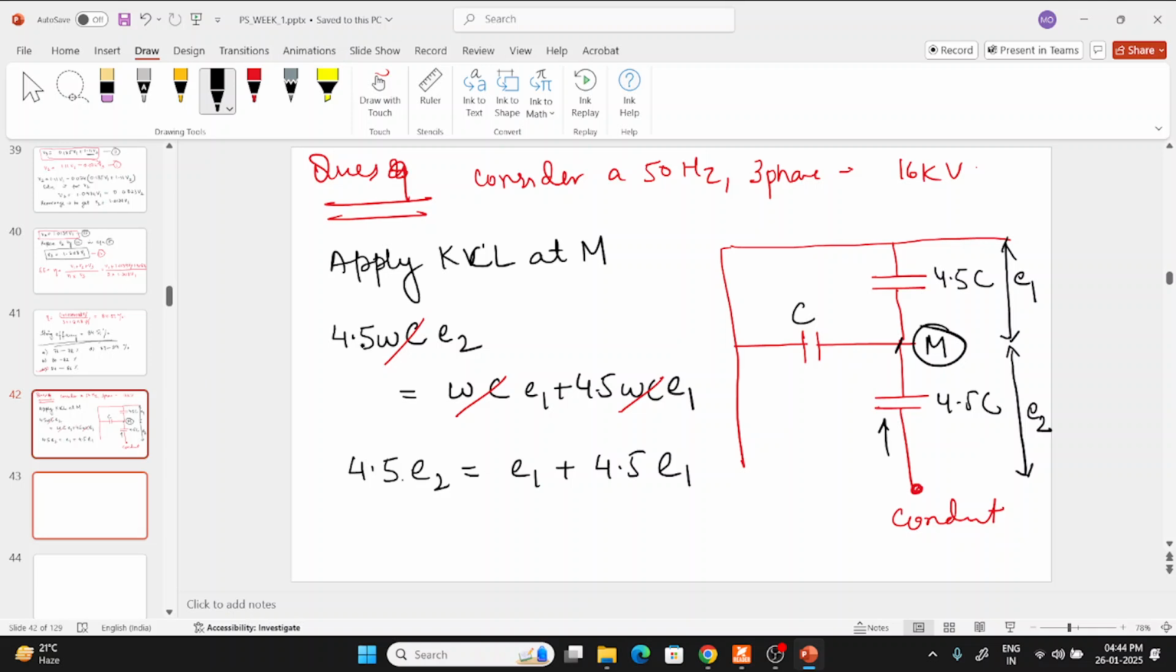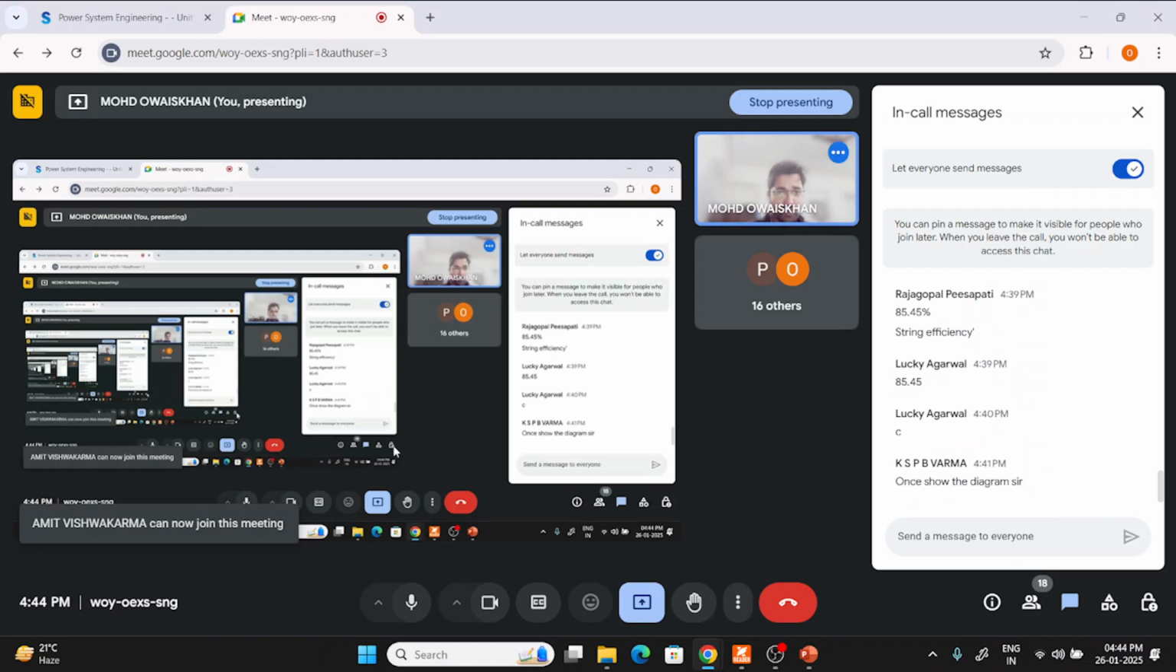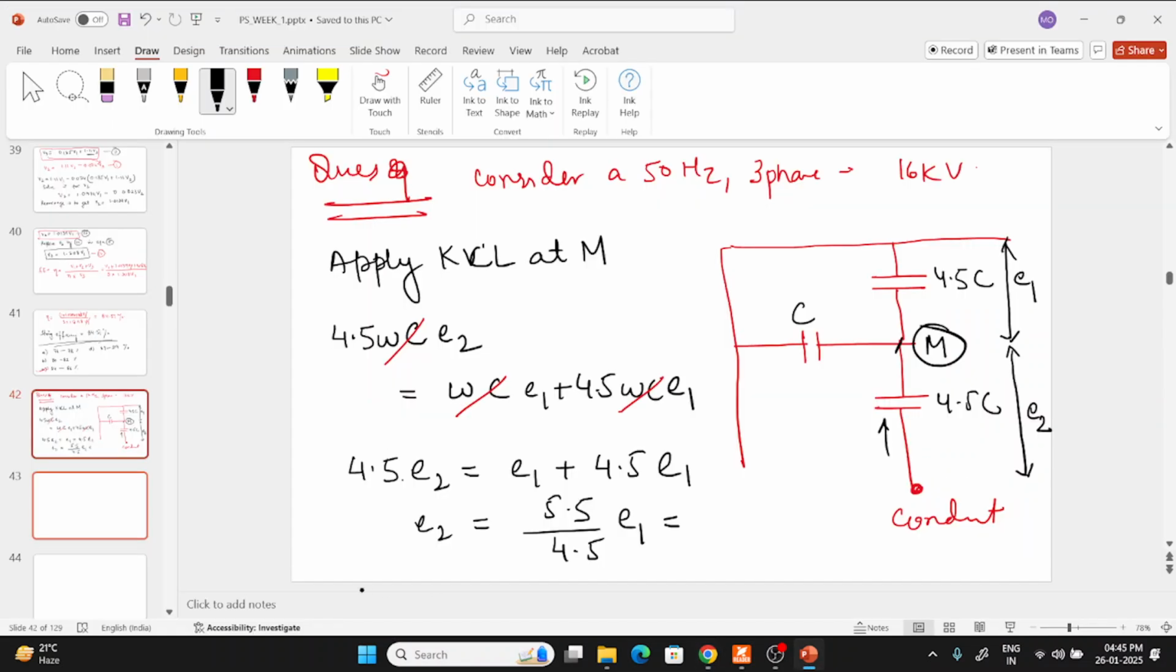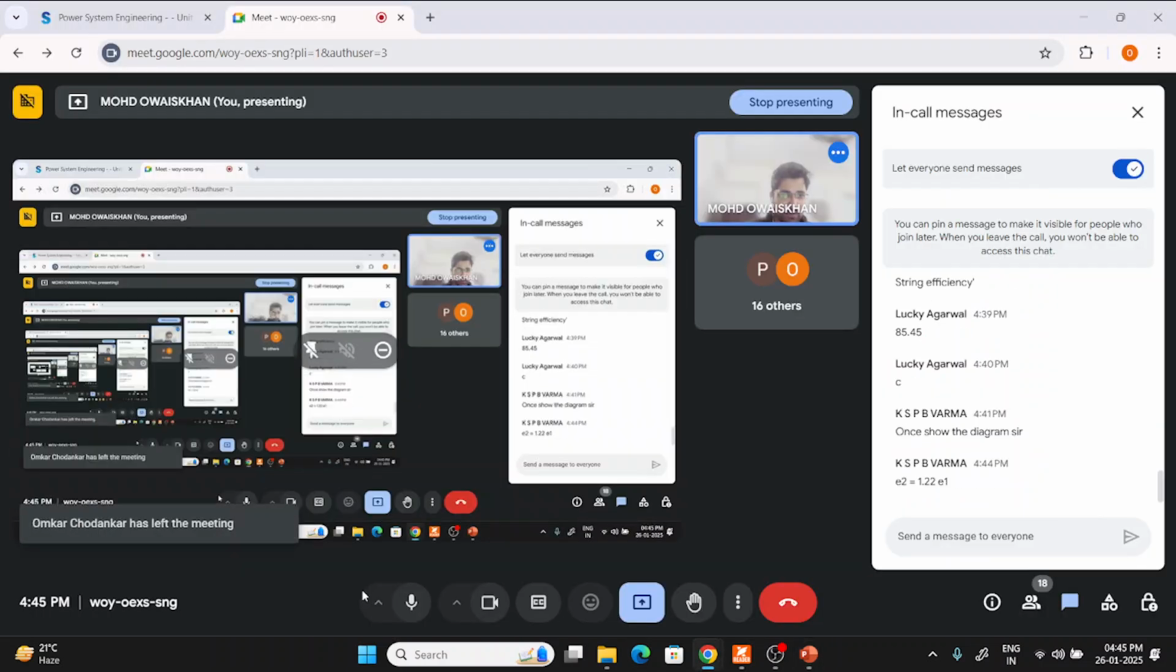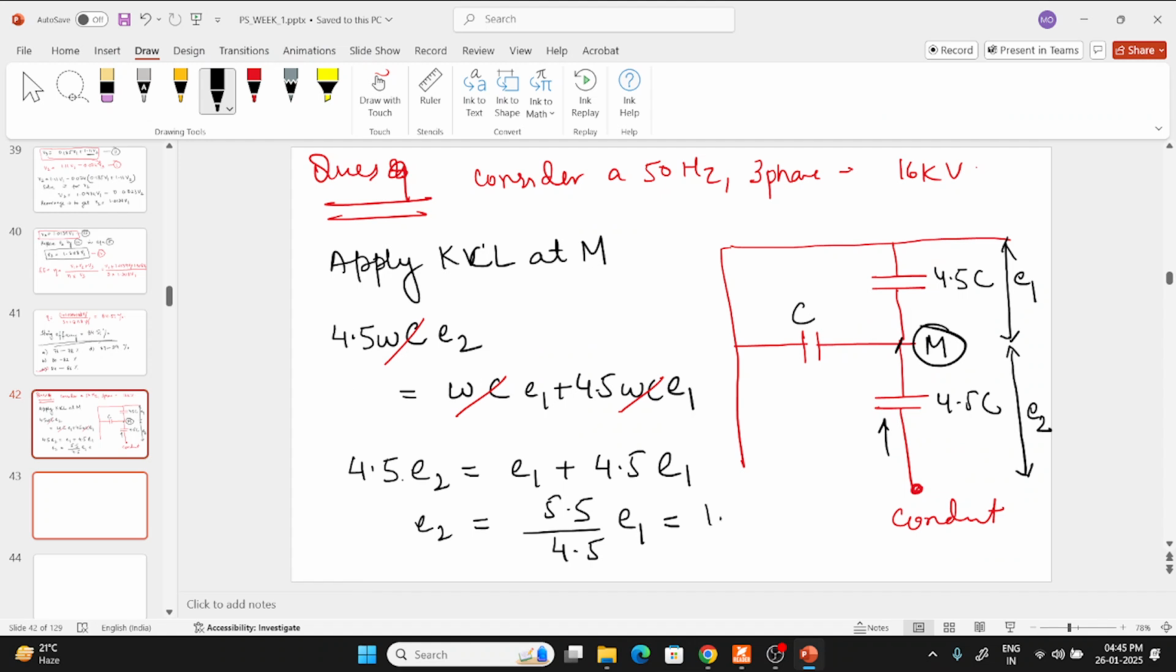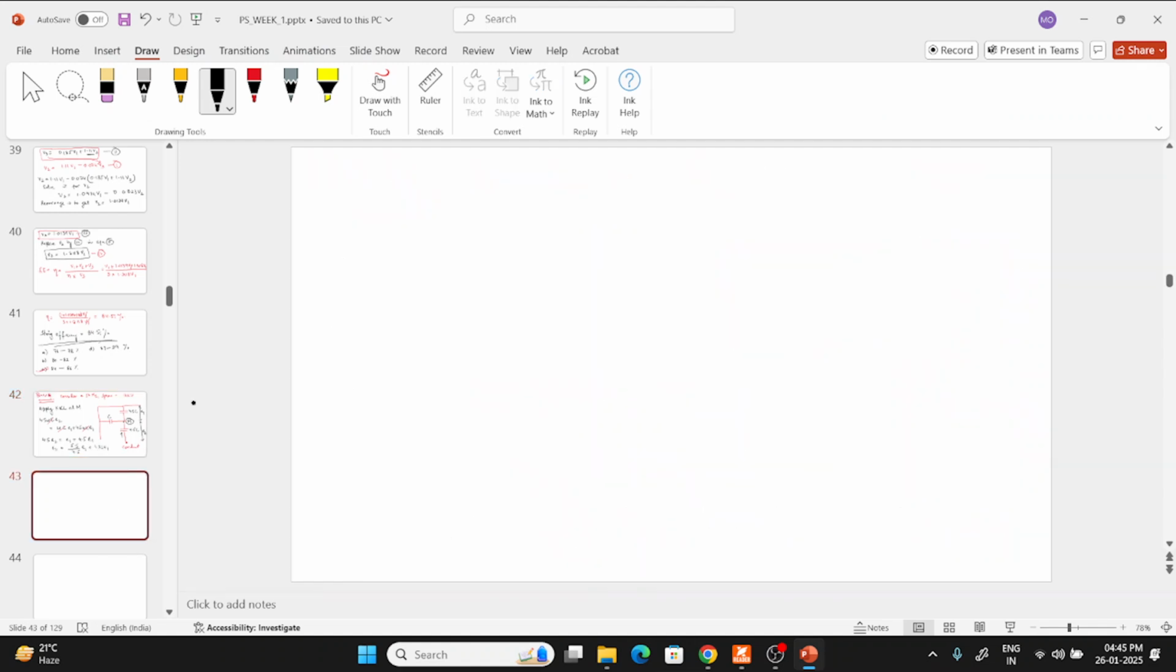Okay, so 5.5 E1 on the right, and E2 is equal to 5.5 divided by 4.5 E1. You give me the answer. Divide this and give me the value in the chat box. What will it be? 5.5 divided by 4.5. I think it will come out to be, yes, 1.22. Yes, 1.22 E1. So E2 will be equal to 1.22 E1.